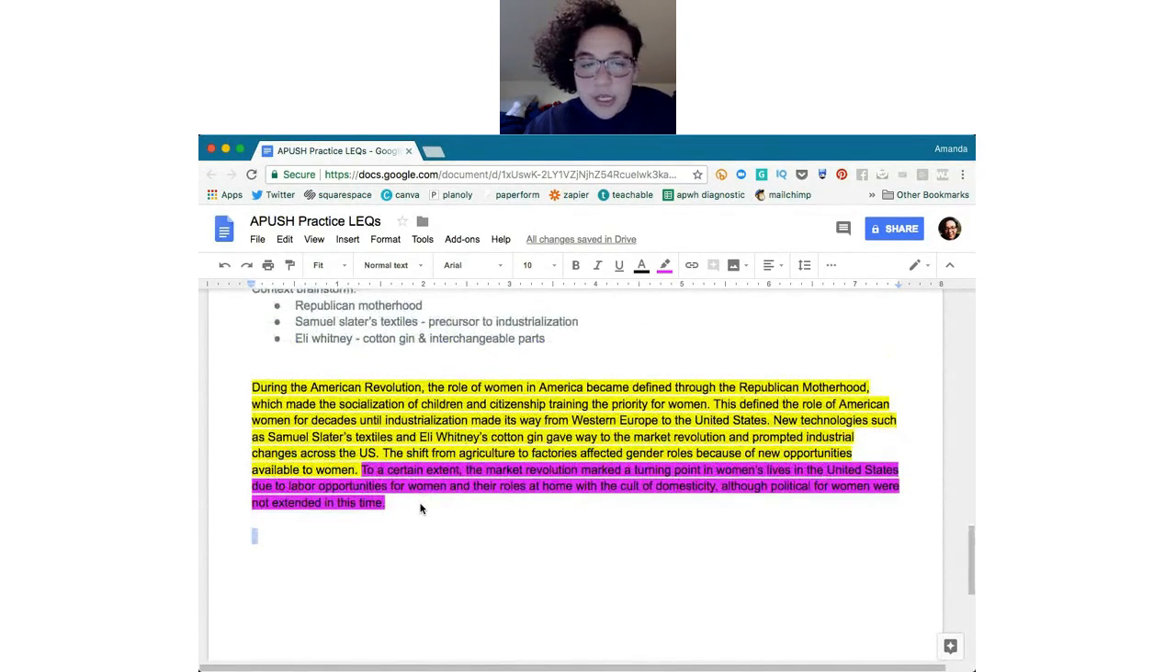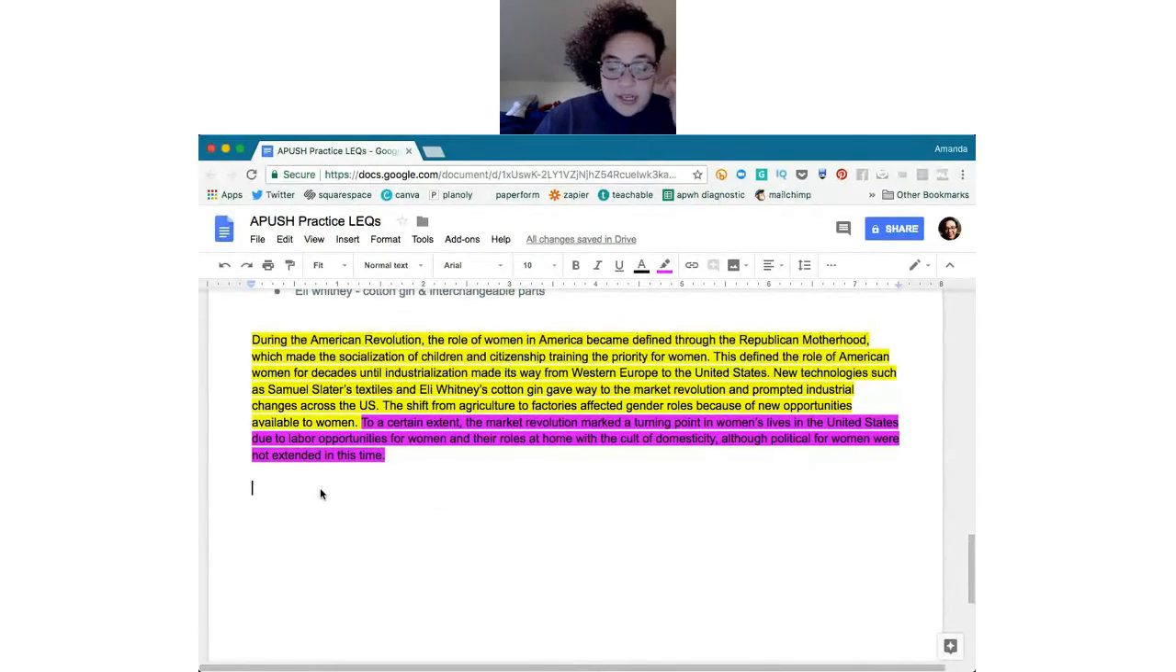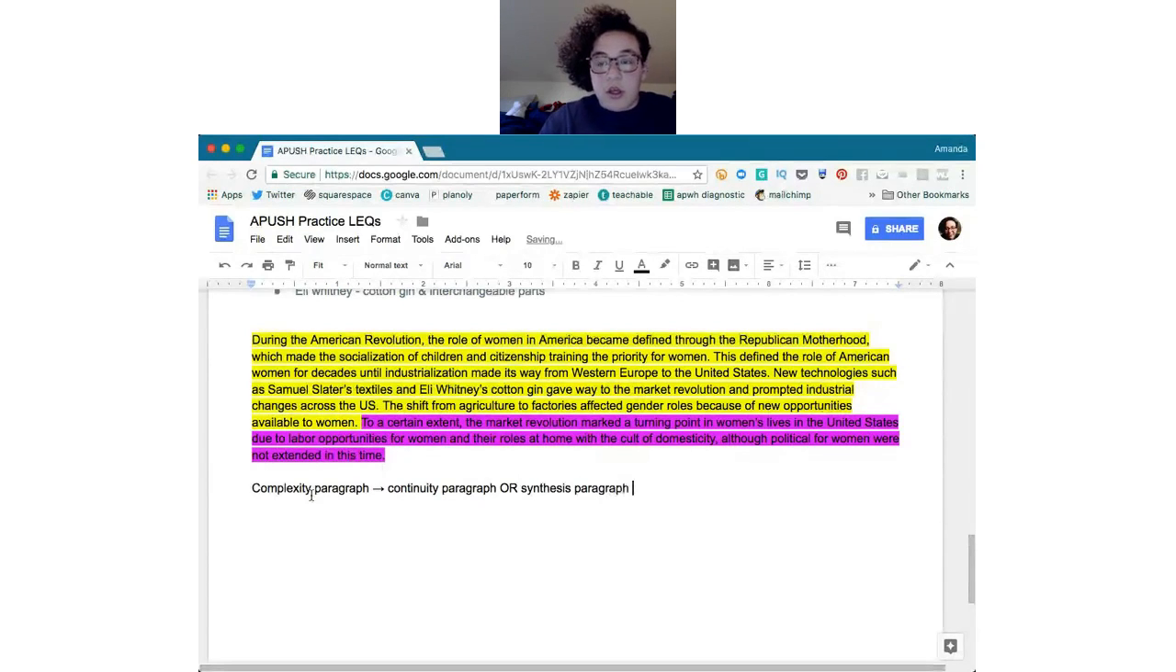So this complexity paragraph, you've got a choice here. Clearly in this one that we have, you're arguing that it changed, right? So you could here have your continuity, and that would help you. And then you'd have continuity, change. That's how your paragraphs would be set up. Or this could be a synthesis paragraph. Maybe you don't even want to talk about the continuity.